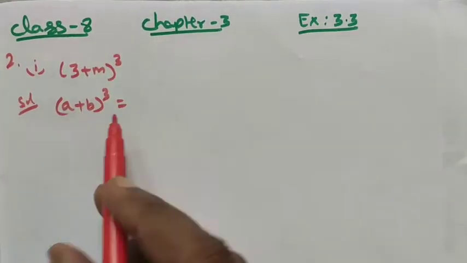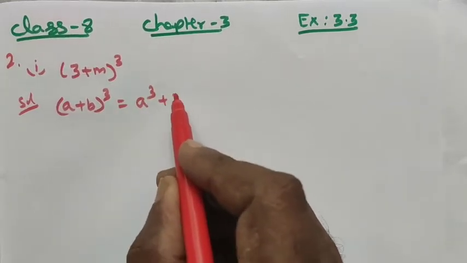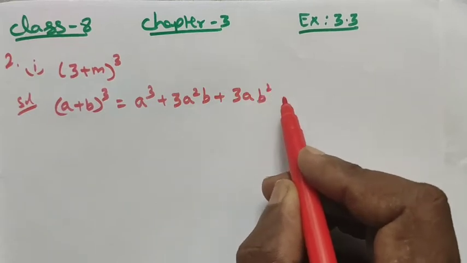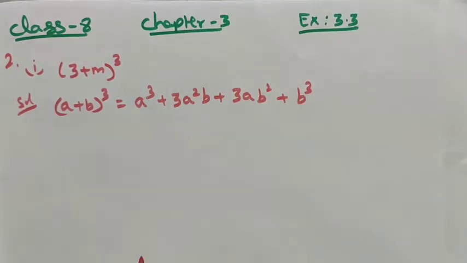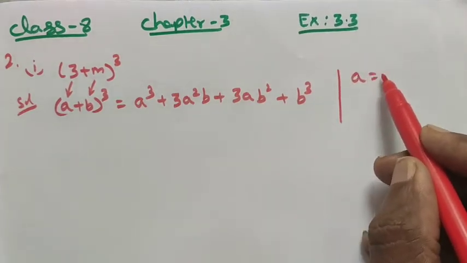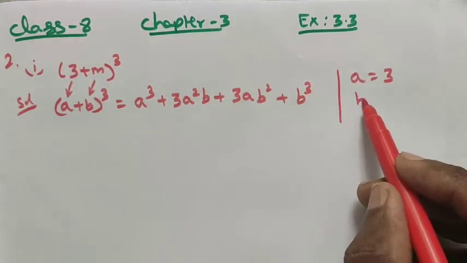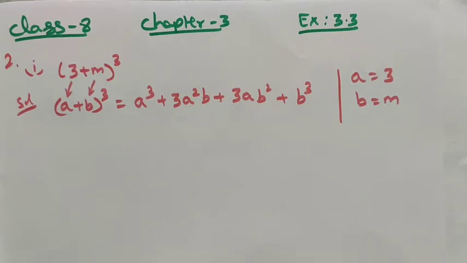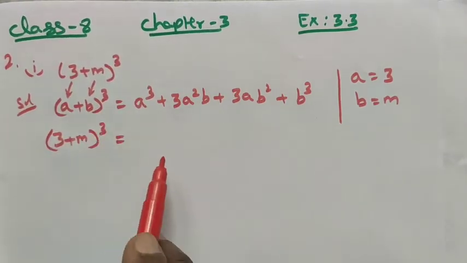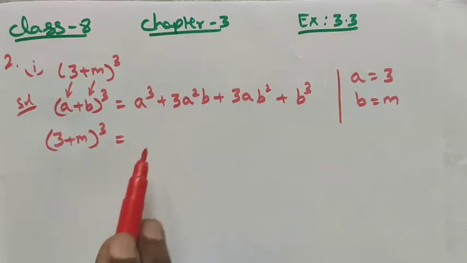We know the identity (a + b) whole cube is equal to a cube plus 3a square b plus 3a b square plus b cube. Now compare this with, in the place of a, 3, and then b is equal to m. That is (3 + m) whole cube is equal to, now substitute in the places of a and b.